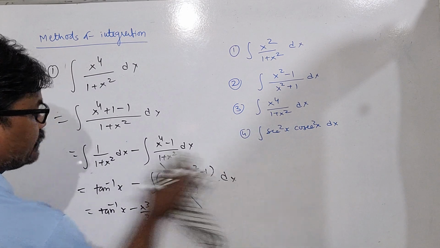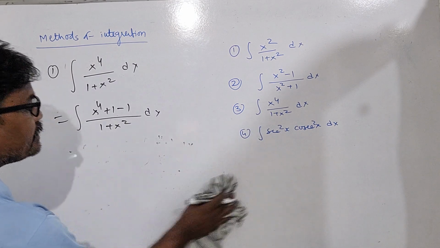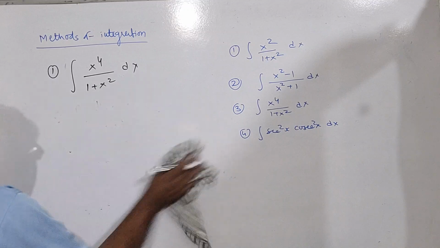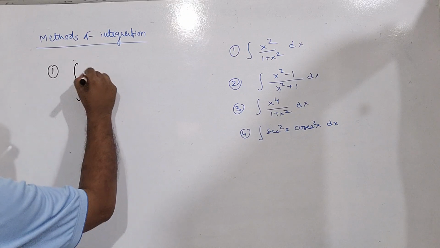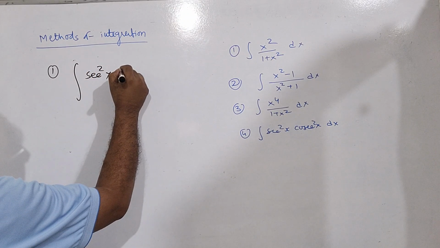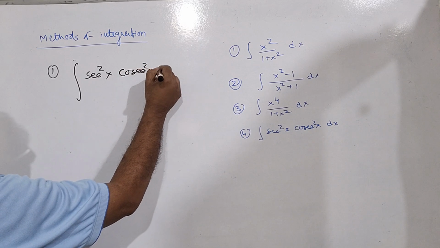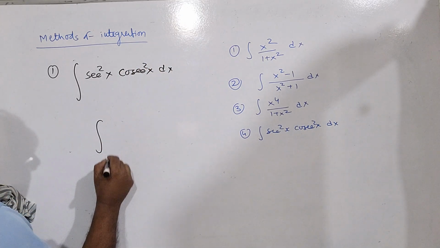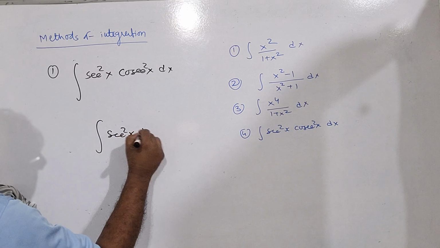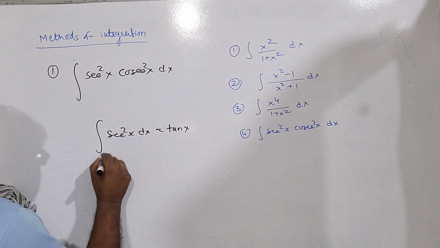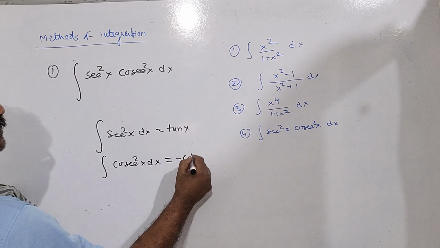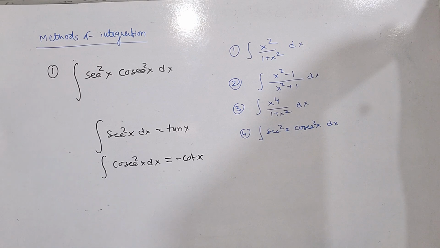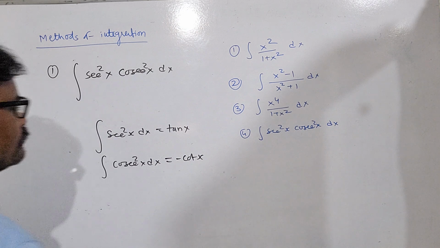Now come to the fourth one, very interesting. Here we are using the trigonometric transformation. How to do that? See, this is the integration of sec square x into cosec square x dx. I know the formula, integration of sec square x dx is tan x. I know the formula, integration of cosec square x dx is minus cot x. But here they have asked the integration of sec square x into cosec square x dx. So how to do that?